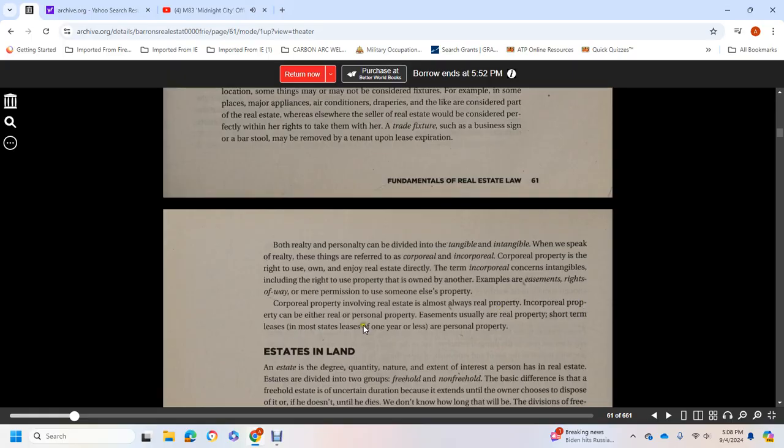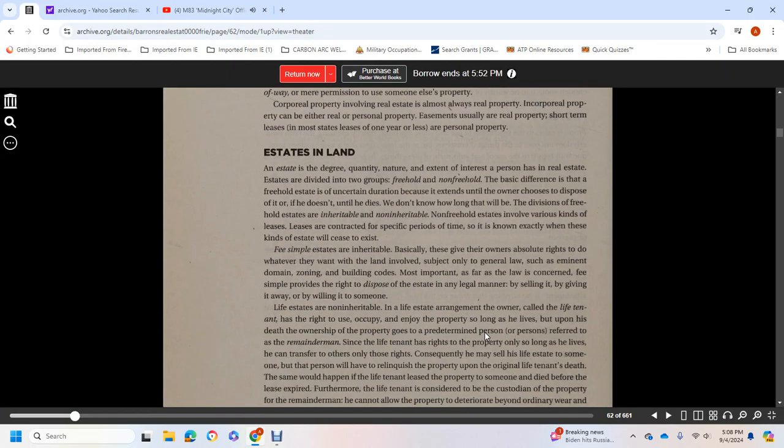Short-term leases, in most states leases of one year or less, are personal property. Estates in land: an estate is the degree, quantity, nature, and extent of interest in the real estate, and estates are divided into two great classes, freehold and non-freehold. The basic difference is that a freehold estate is of uncertain duration: it lasts until the owner chooses to dispose of it, or if he does not, until he dies.